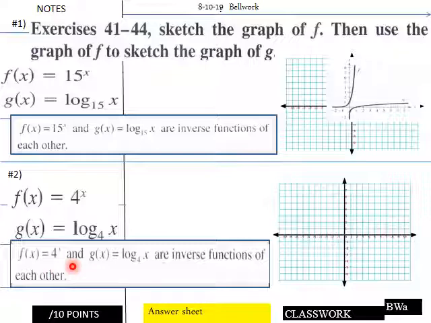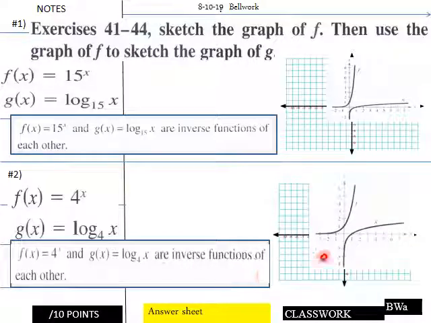Down here, f of x equals 4 to the x, then g of x equals log base 4 of x, are inverse functions of each other. And again, they are reflections of each other in the line y equals x, which is drawn through the origin, somewhat like that. This is your exponential, and this is your log function. So that's what you should have.